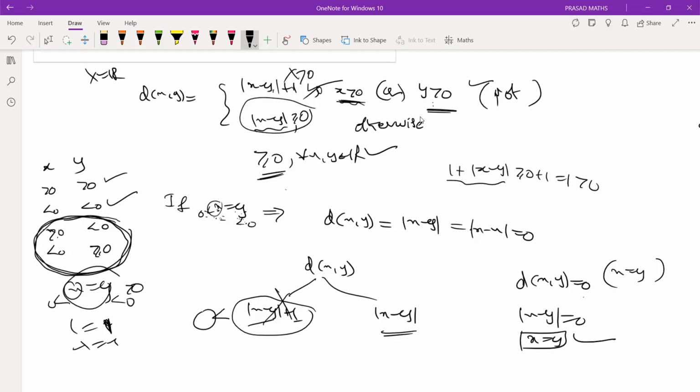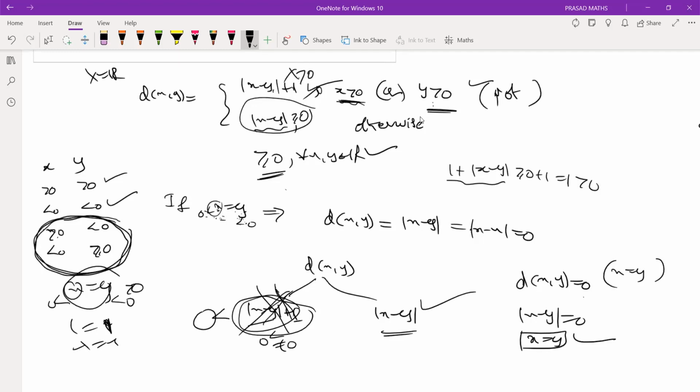Is it clear? This is not our case. When you take the distance d(x, y) equal to 0, what is the distance function? Mod of x minus y plus 1 does not occur because it is positive. It is non-zero. Therefore, don't consider this case. You need to consider only this case because distance is 0 whenever d(x, y) equals mod of x minus y. Is it clear?